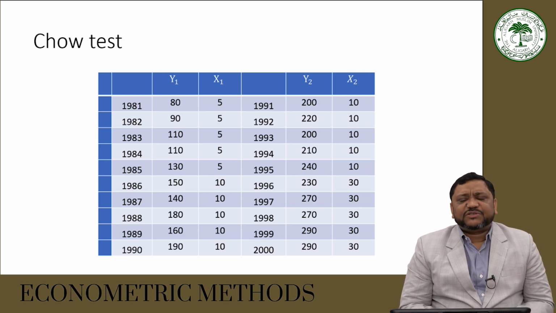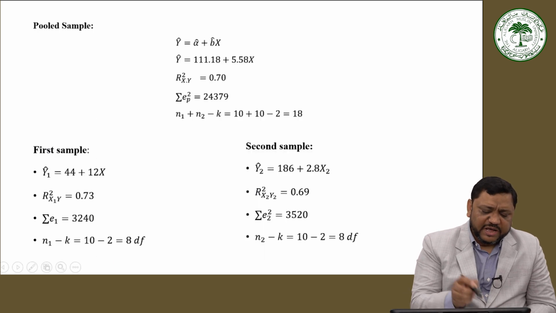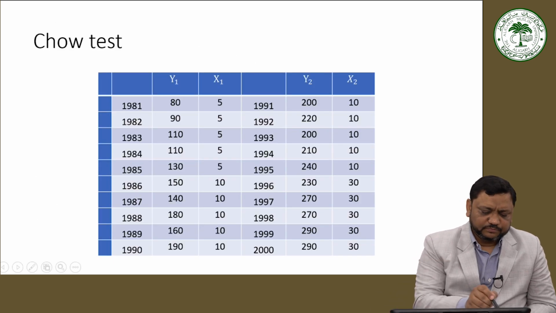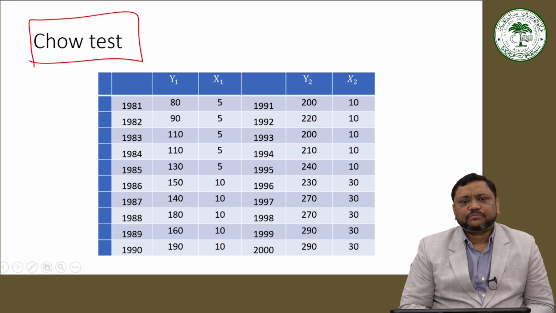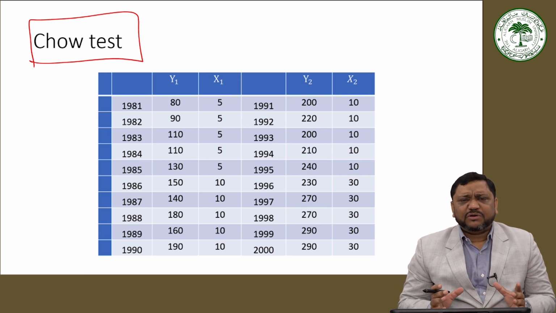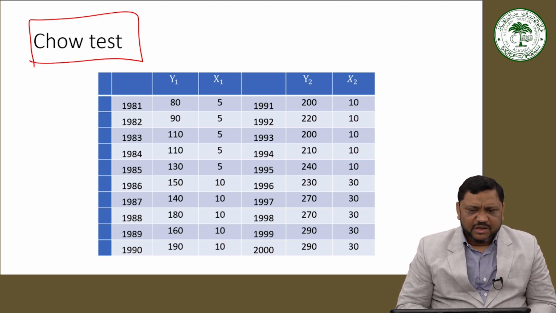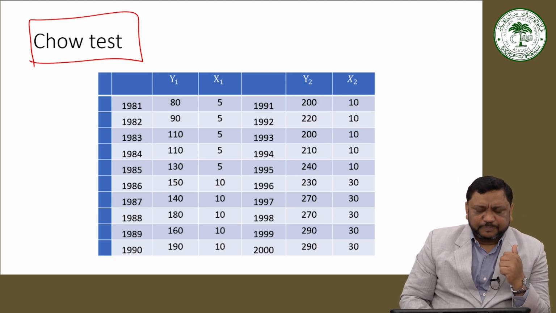In the present class, we will take another application of ANOVA, which is popularly known as the Chow test. The Chow test is used when you want to compare two series and you want to see the difference.